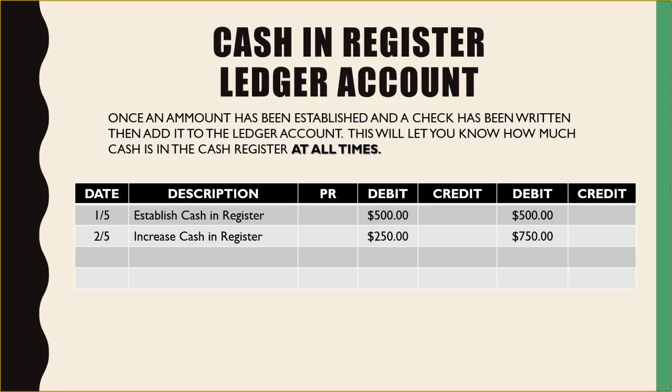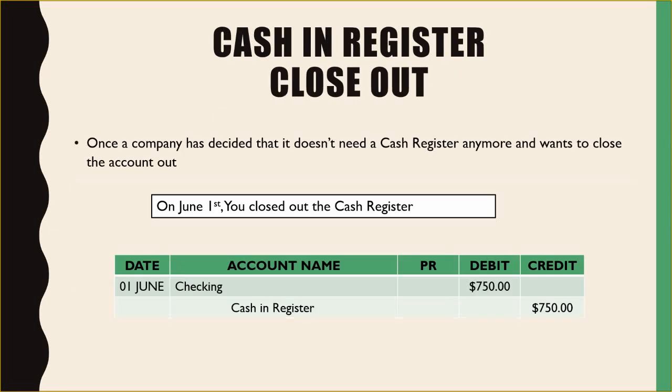But this is the best way to do it because it is the most legitimate way: you're going to take the money from your checking account because of course you need the exact change anyway. So make sure that you have the exact amount of money in your register at all times, the $750. Okay? And then of course, what happens when you need to close it?